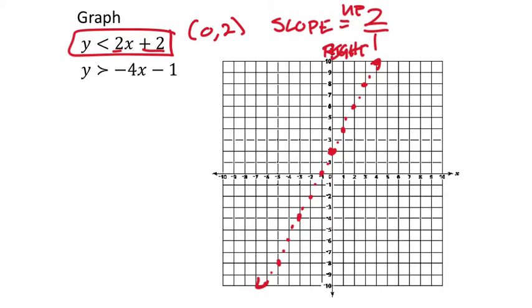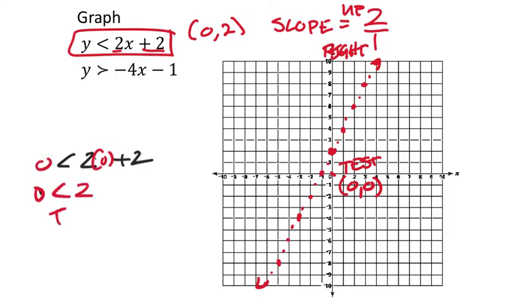Okay, so this is my line, and I'm now going to test the point 0, 0. It's my test point. And then I will see in the inequality y is less than 2x plus 2 if it is a true statement. So replace the x and the y with zeros because we chose the origin, which makes this convenient. And then you end up with 0 is less than 2, and that's a true statement.